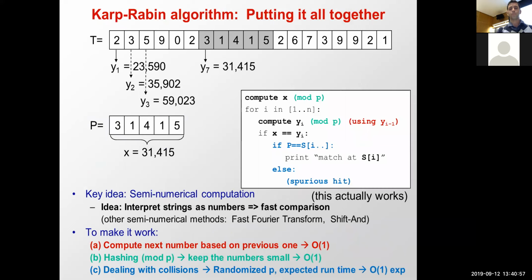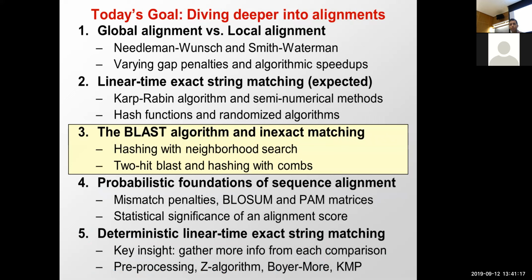You basically first compute x mod p, and then for every location you compute yi mod p using yi minus 1. And then if there's a match, if there's a hit, you want to check that there's a match. Sounds good? So this was basically linear time, probabilistic linear time, expected linear time, exact string matching. Okay? So exact basically means that, yes, if there's a mismatch, it doesn't matter if I'm off by one, I'm just simply going to say, no, there's no match here.